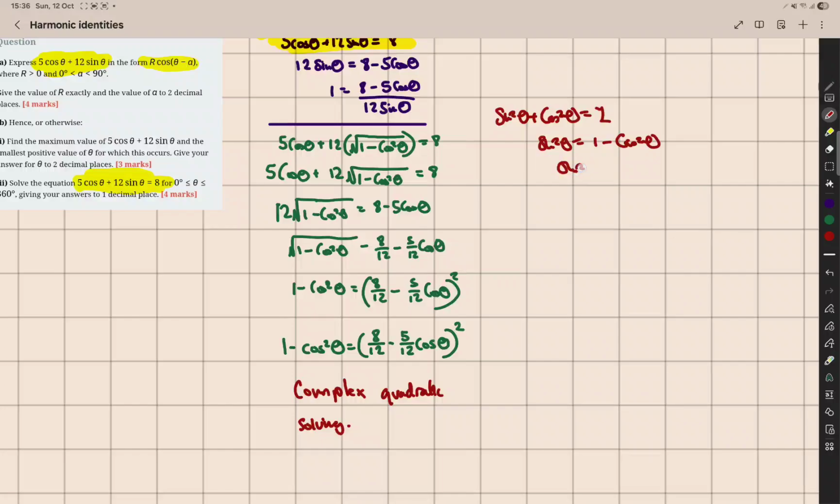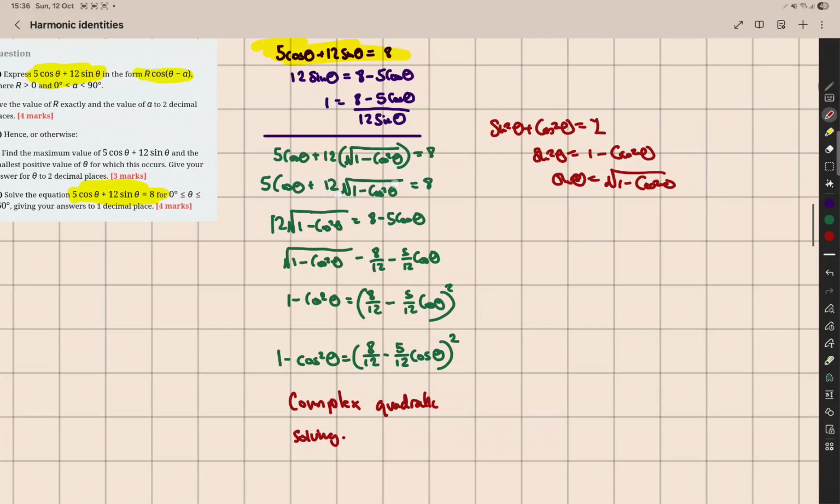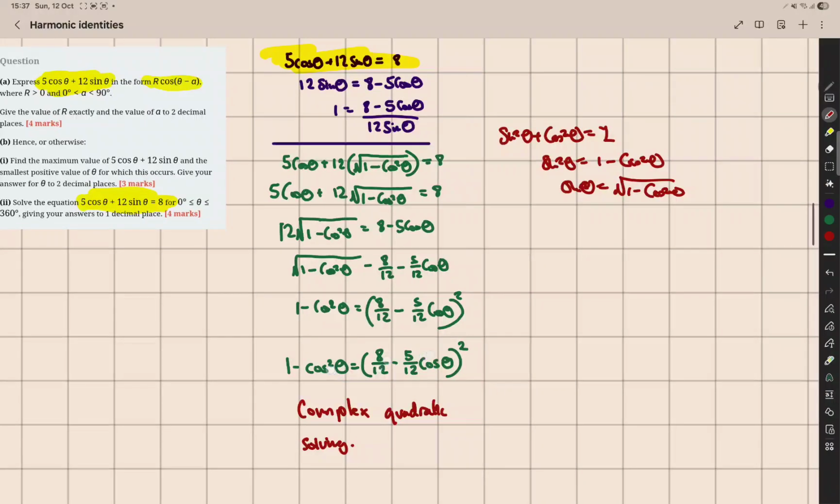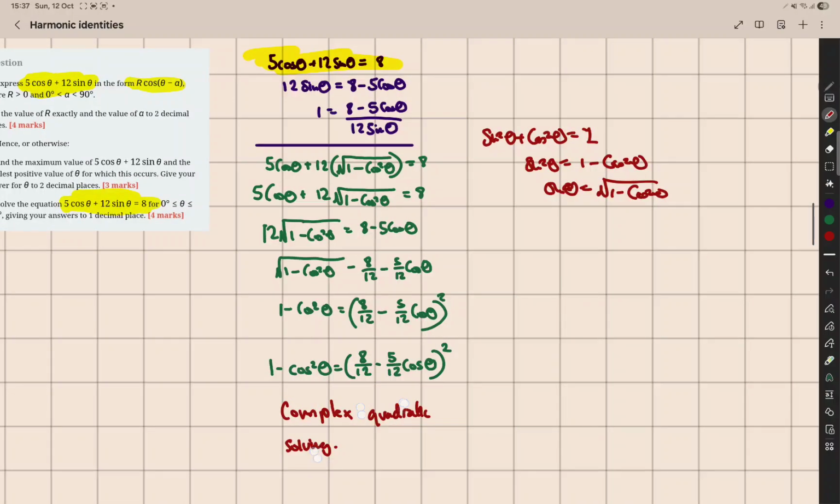Therefore, sine theta is equal to the square root of 1 minus cos squared theta, and you can substitute that in here. But as you can see, as we continue this manipulation, it actually just gets more and more complicated. So here is that substitution expanded, multiplying out the 12. Here we are subtracting 5 cos theta from both sides, dividing both sides by 12, squaring both sides, and then it comes to this quadratic expression, which is quite complex to solve.